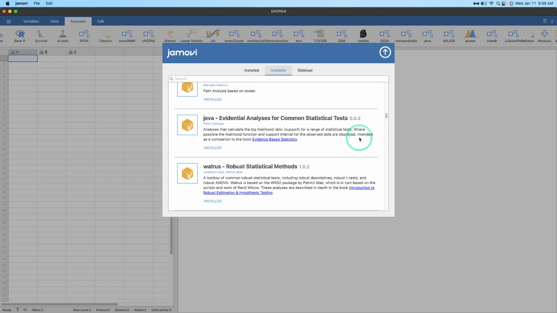So this is a relatively new package. It's an R package developed by Peter Kahusak. I don't know if I'm saying that right, so Peter, I apologize. And this was a package that he created for his book, Evidence-Based Statistics. If you click on this link, it'll take you to the Amazon page where you can purchase the book or look through a sample or something like that.